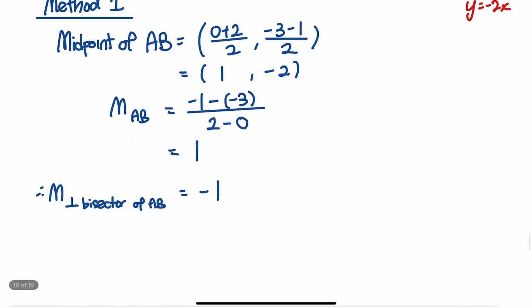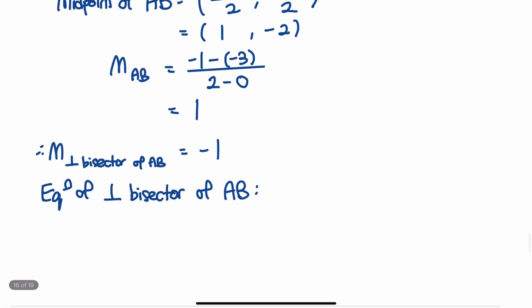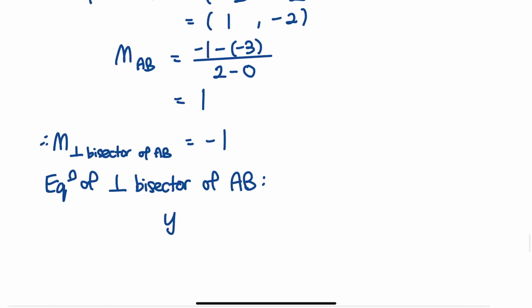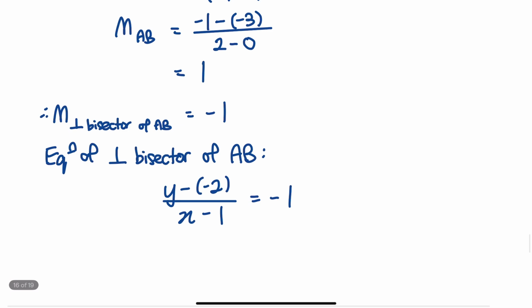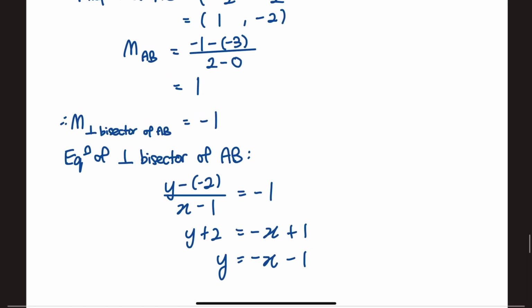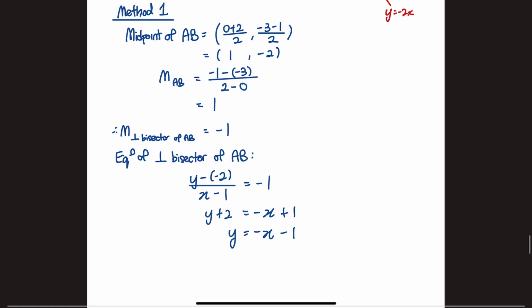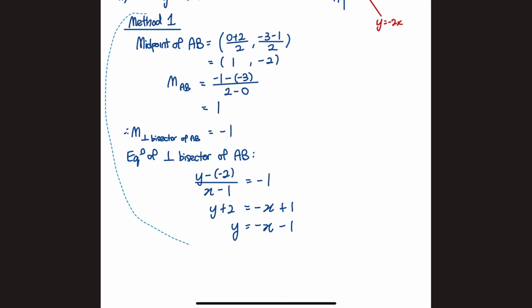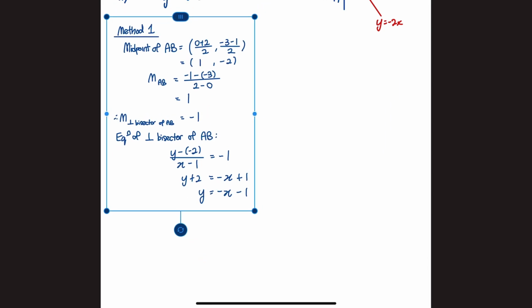Therefore, from here, the equation of the perpendicular bisector of AB, I know the point, it is simply (y minus negative 2) over (x minus 1) equals negative 1. So from here, y plus 2 is equal to negative x plus 1, y equals negative x minus 1. So that is one way which we have found the equation of the perpendicular bisector of AB. Let me minimize this, then write the other method out as well. I put this one side over here.